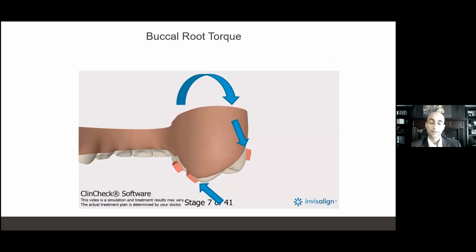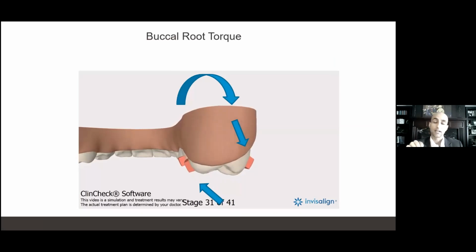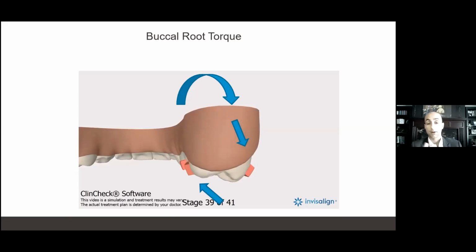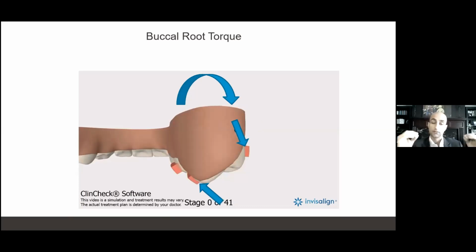On the topic of torque, what about buccal root torque? Unfortunately, at the moment, there do not exist attachments for buccal root torque in the posterior. The only instance where these exist is for Invisalign First. So Invisalign First, where there's a lot of arch development, they will give you retentive attachments to help build in some.